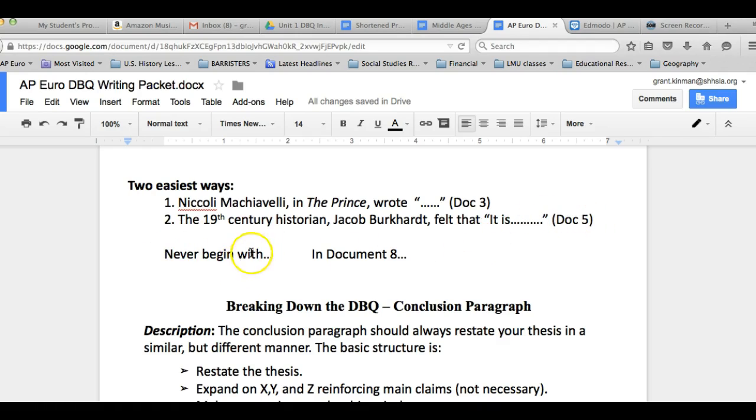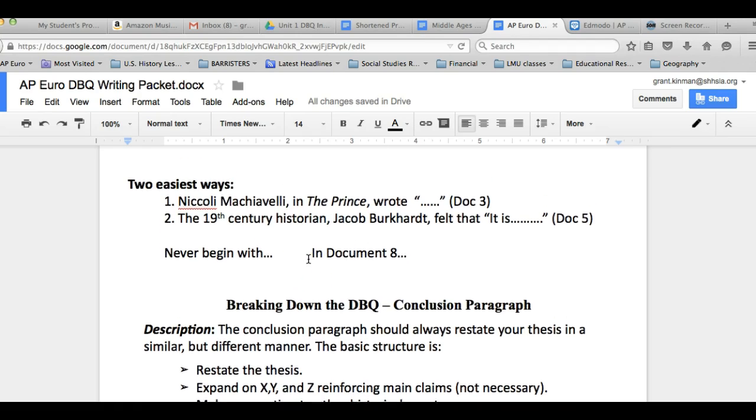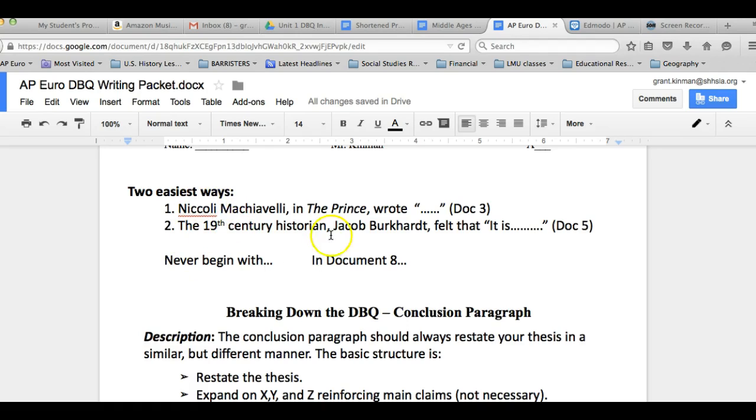One thing you never do. Never begin with "In document 8," because that doesn't tell us anything about the document. We need to know the author and the title of the document. So when you reference your documents, pay close attention to how you're doing it. And that's the evidence part. So you should be referencing the documents in each of the body paragraphs using this method here.